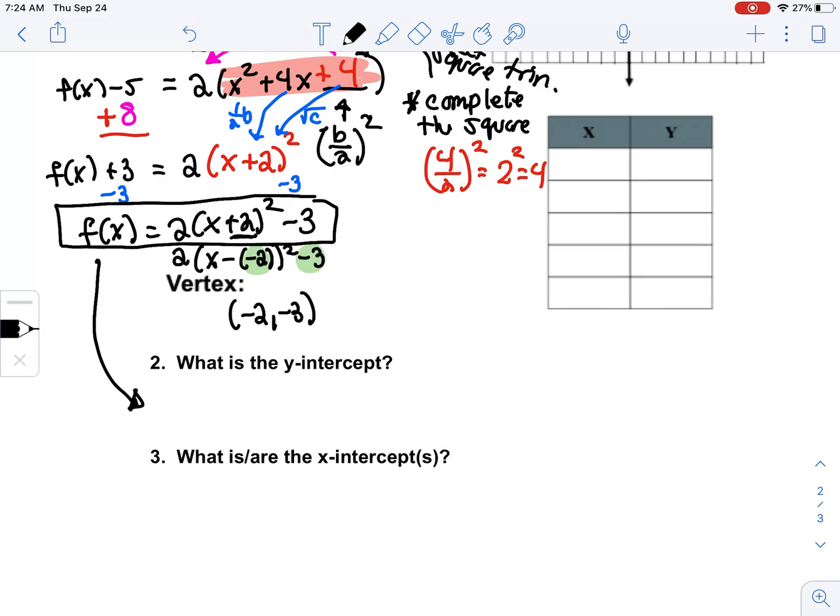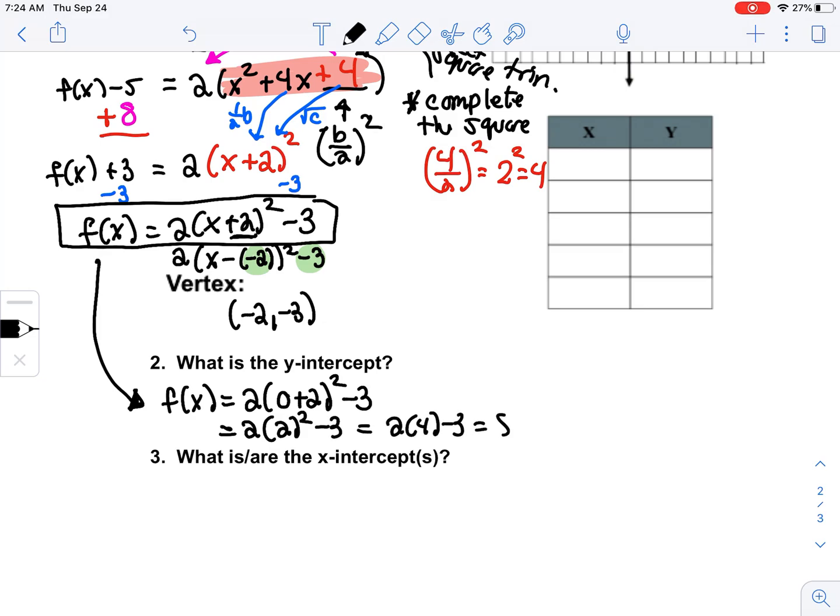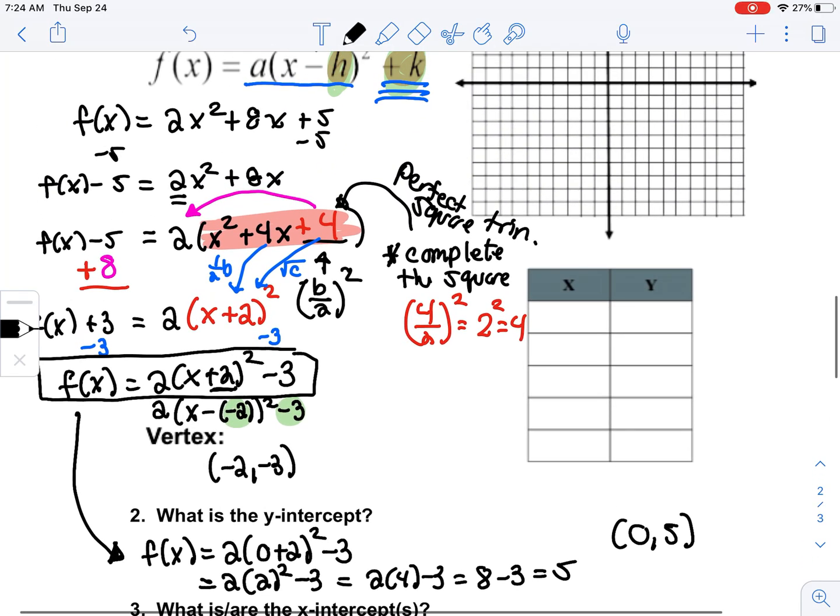Okay, the y-intercept. Option 1 would be take our equation in vertex form. To find a y-intercept, we're just going to plug in 0 for x, and we're going to solve. Now, on this one, we do actually have to solve. 2 times 2 squared minus 3. That's 2 times 4 minus 3. 8 minus 3, 5. So our y-intercept is the point (0, 5).